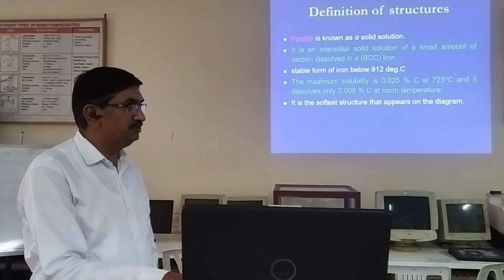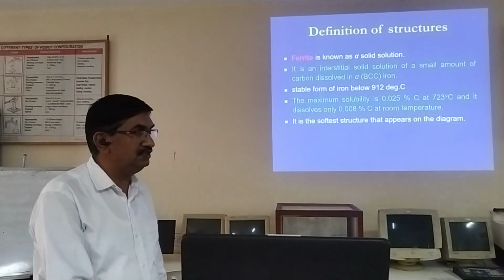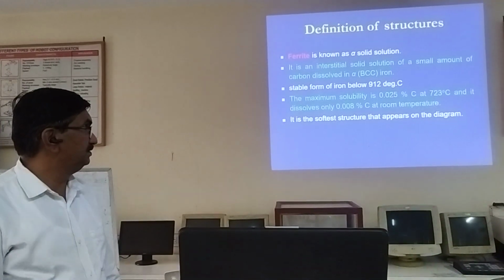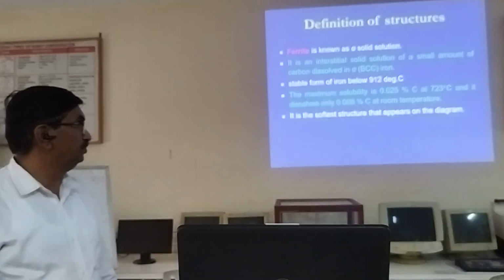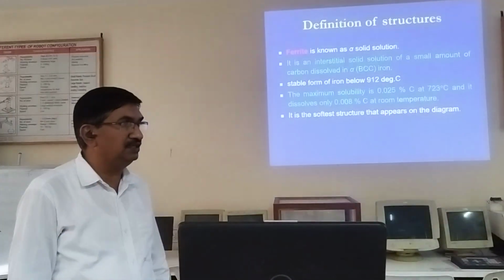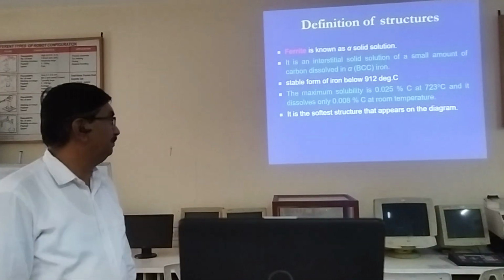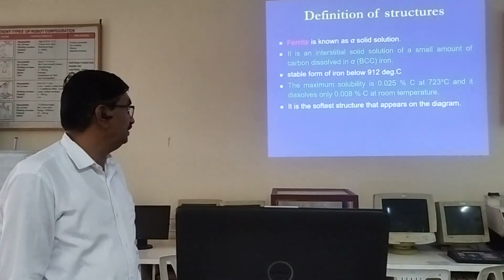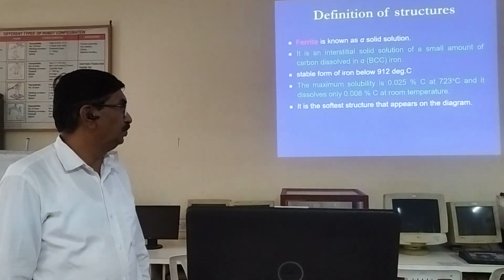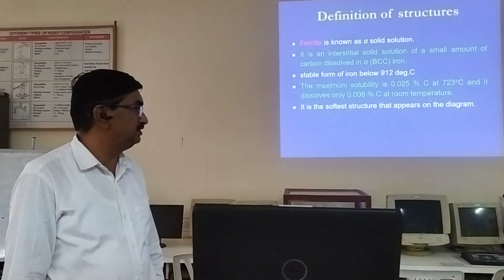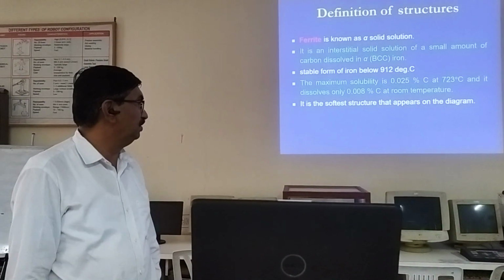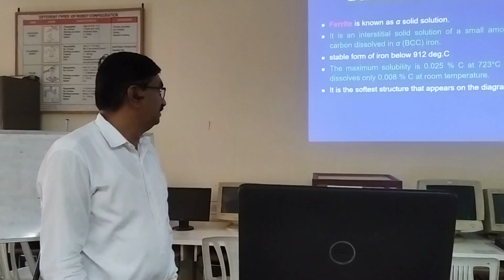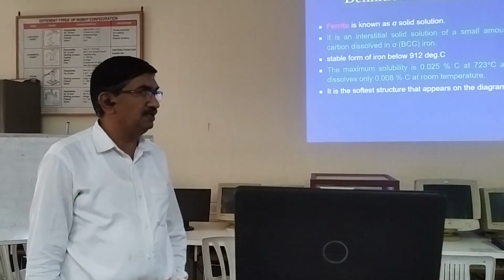Now we are going to see one by one, starting with ferrite. Ferrite is a solid solution of alpha iron. It is an interstitial solid solution of a small amount of carbon dissolved in the iron, and it is a stable form up to the temperature of 912 degrees centigrade. The maximum solubility is 0.025% of carbon at 720 degrees centigrade, and it dissolves only 0.008% at room temperature. It is the softest structure that appears on the diagram.